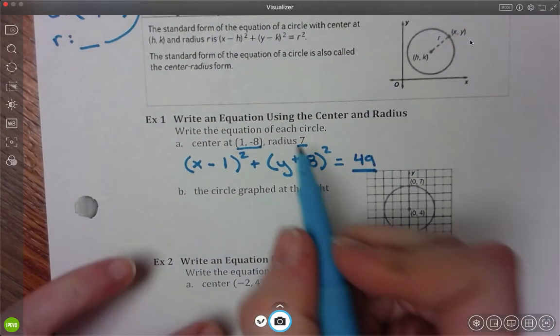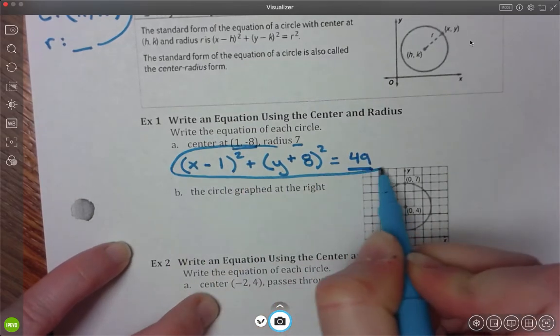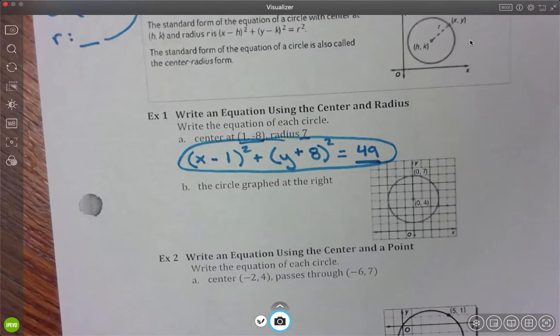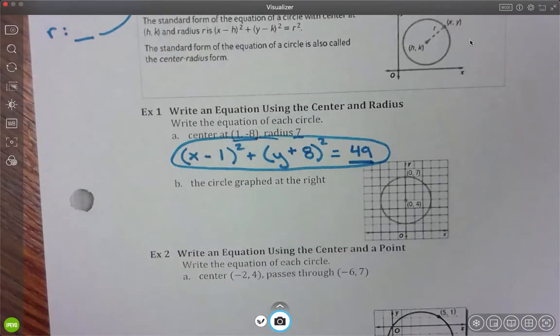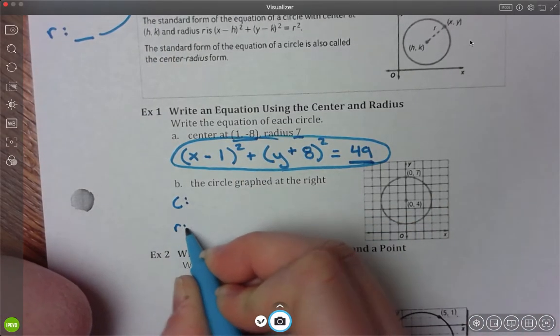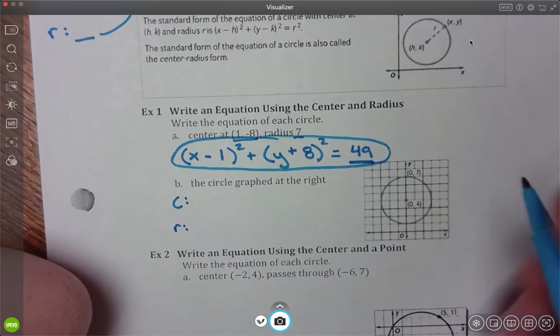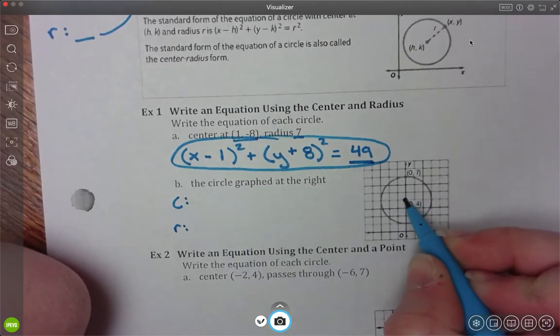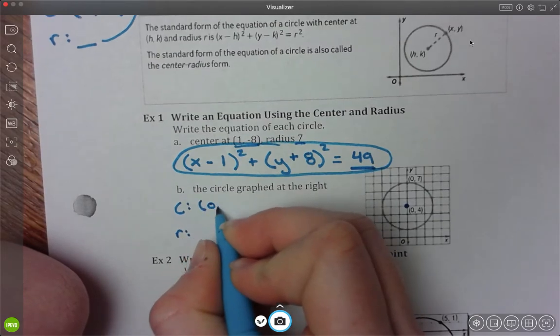Okay, so this is my solution. This is the answer to my equation of my circle. Okay, now the circle that's graphed at the right. The two things that we need are the center and the radius, and then we need to write the equation. So the center here of the circle is at the point 0, 4.